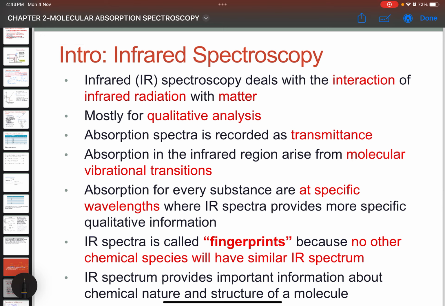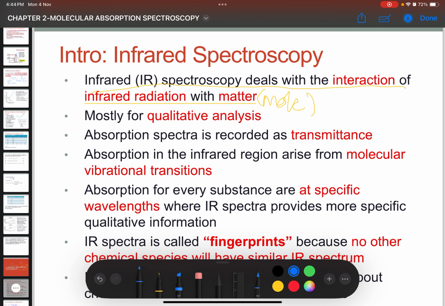As an introduction for the principle, IR spectroscopy deals with the interaction of IR radiation with matter. Matter is actually molecule. IR is also another analytical method for molecule. Mostly for qualitative analysis, not like UV. UV can perform both qualitative and quantitative, but IR is basically for qualitative. It can be done for quantitative, but it is very, very minimum application.